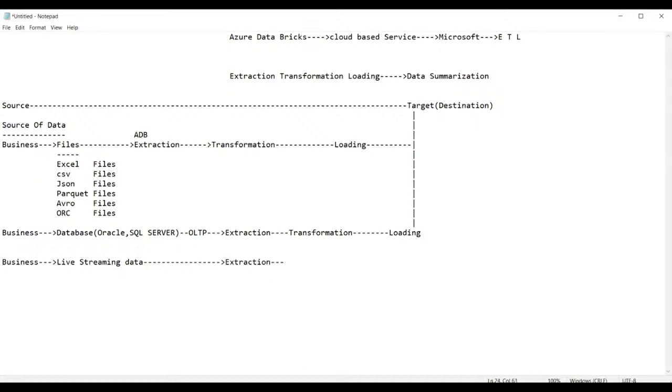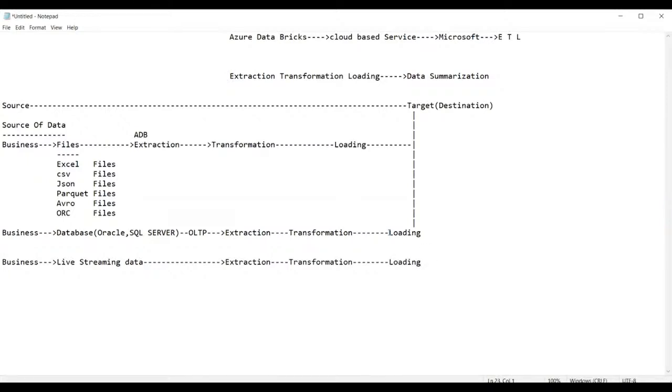Once the extraction is done, again the process of transformation follows. Transformation is the actual process of data summarization. And once the data summarization is done, finally we load the data into the target.